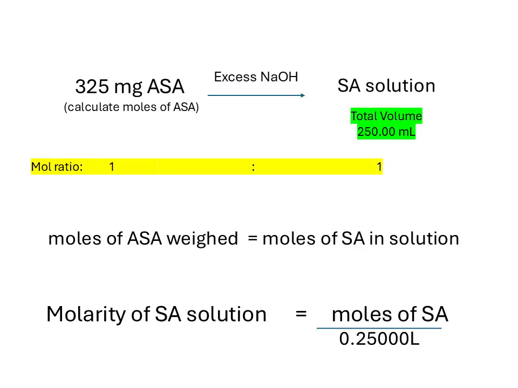You will be weighing approximately 325 milligrams of ASA, treating with excess sodium hydroxide and diluting it to a total volume of 250 milliliters, creating the SA solution. Since the moles of ASA can be calculated, the molarity of the SA solution can also be calculated.